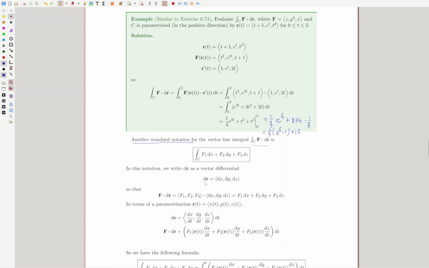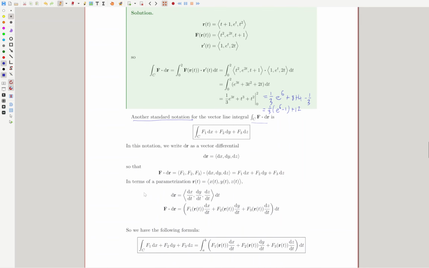If you think about dr as being a vector of differentials, like this, and if you have f with component functions f1, f2, f3, then this dot product, if you actually expand it out, ends up being this quantity, which is exactly that. So yes, you can really think of them as the same, you can reason about it like that, but I don't know, this thing just still looks funny to me.